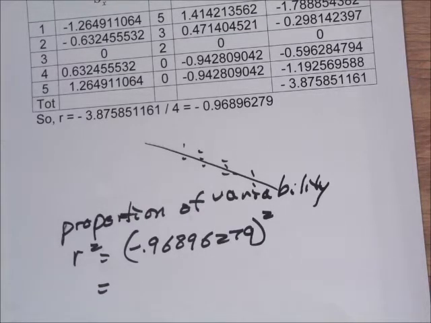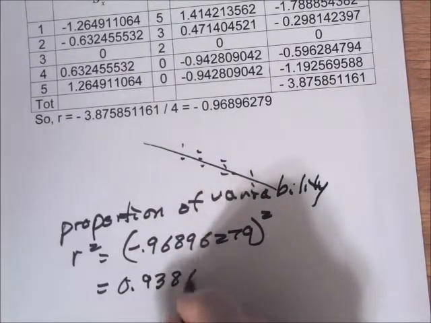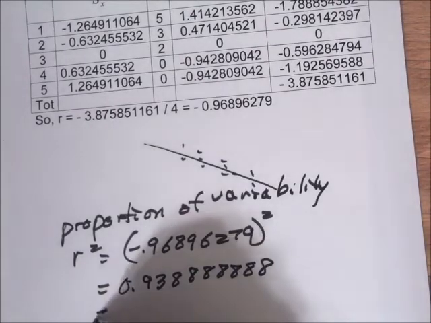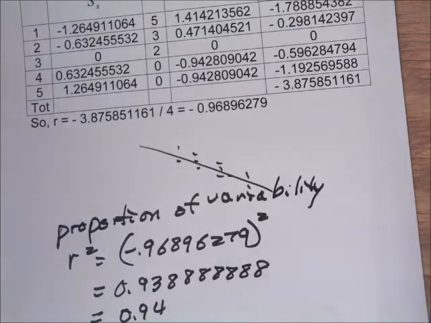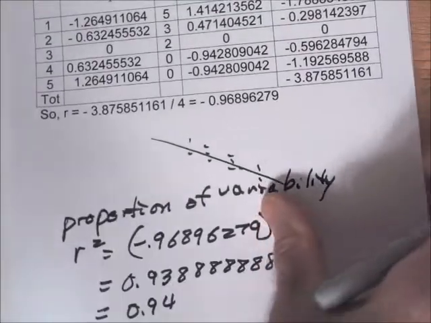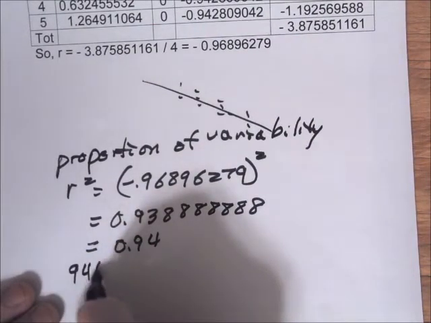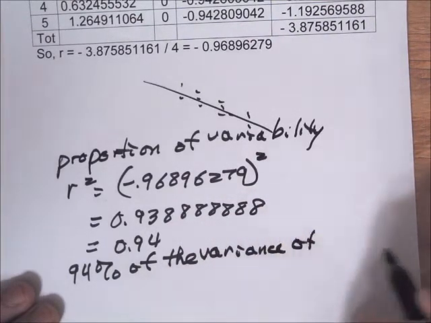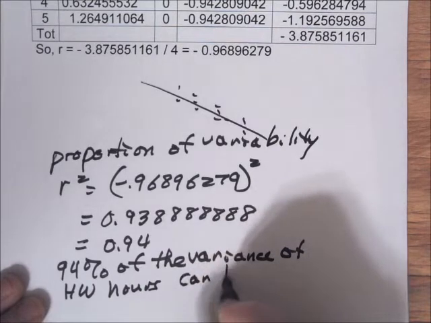I do second recall because I put this in memory here, and then x squared equals. So this is 0.93888888. And this is often expressed as a percent, so it's approximately 0.94, let's say. And it's the percent of the y variable that can be explained by the x variable. So for this particular example, it's a pretty high percentage. You can't go over 100%. This is 94%. So 94% of the variance of homework hours can be explained by TV hours.